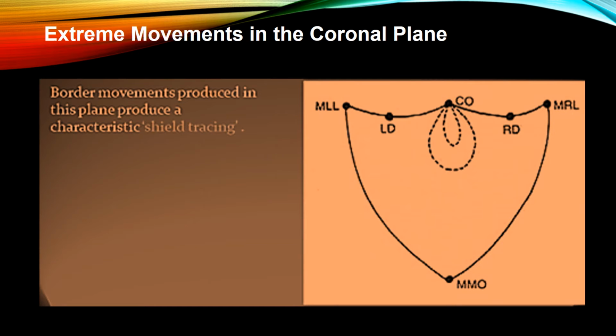Now the extreme movements in the coronal plane. Border movements produced in this plane produce a characteristic shield-like tracing.